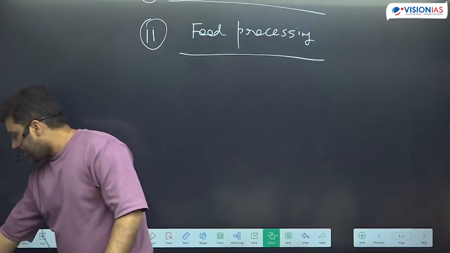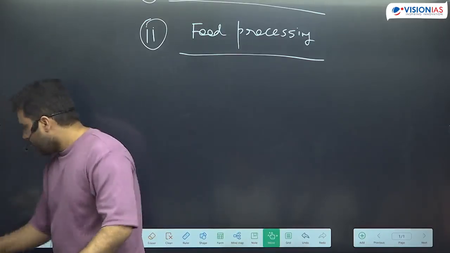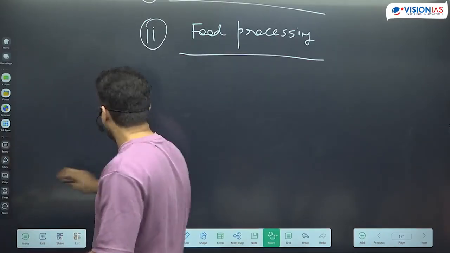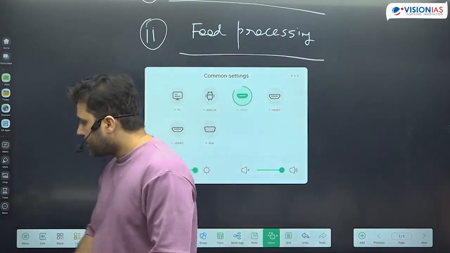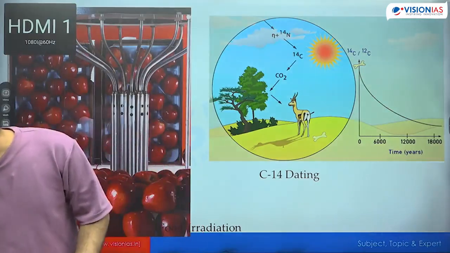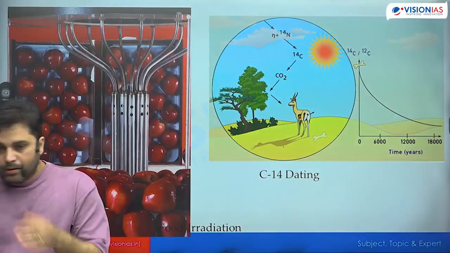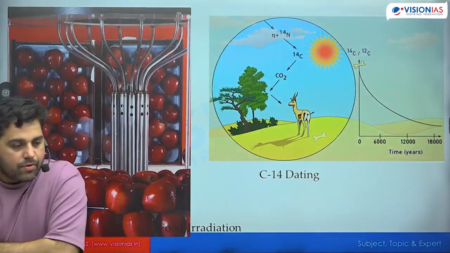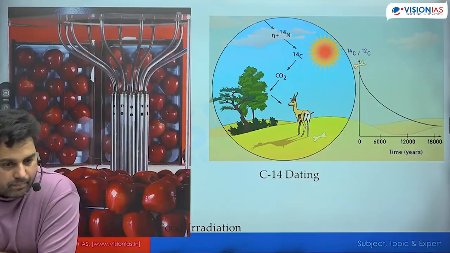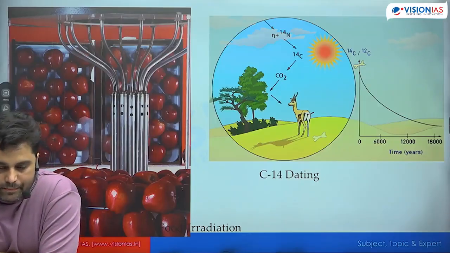So use of gamma radiation for food processing is actually quite a popular technique. आप लिख सकते हो, exposing food items to gamma radiation.